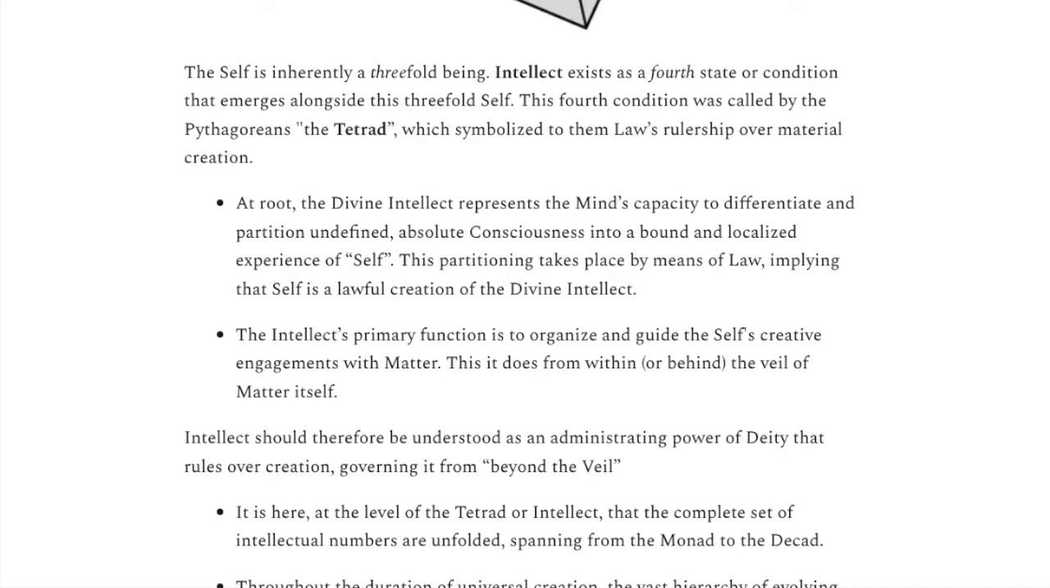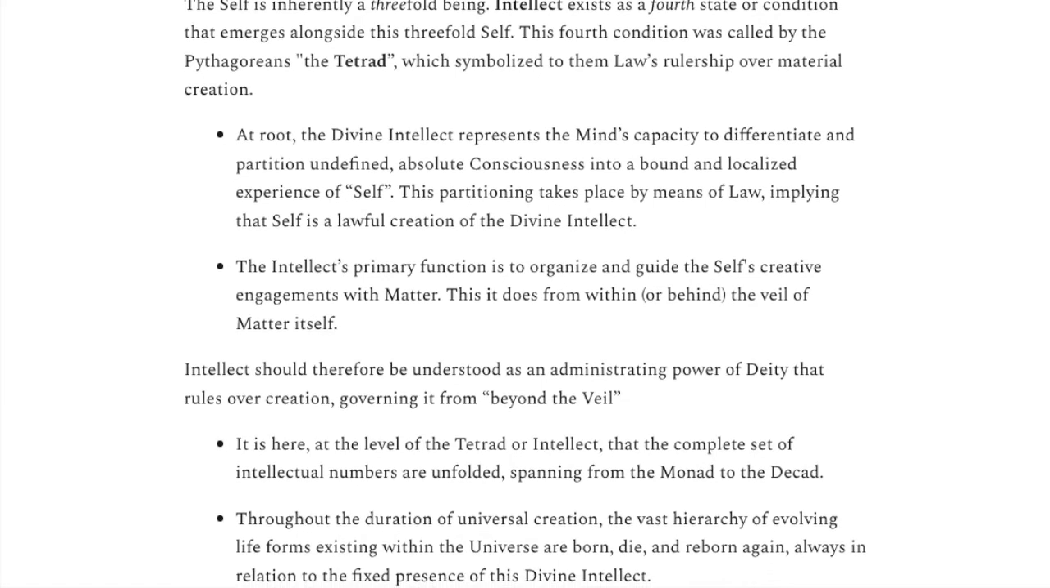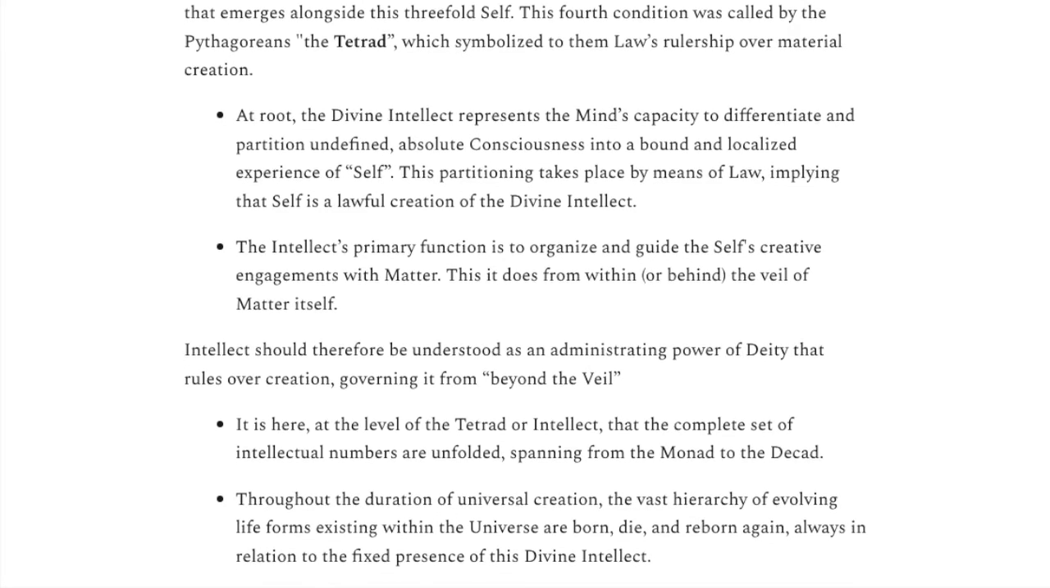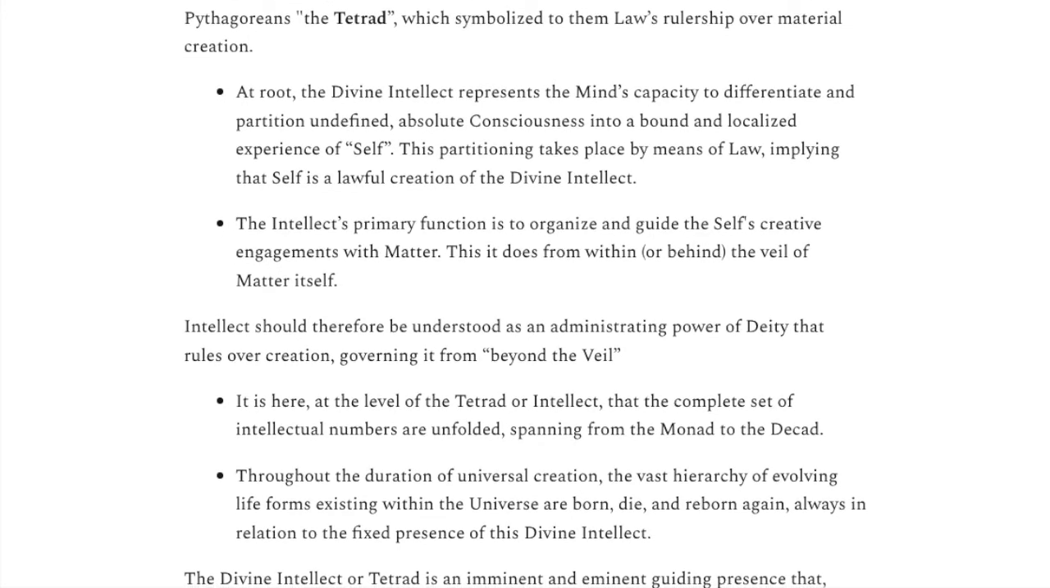The intellect should therefore be understood as an administrating power of deity that rules over creation, governing it from, quote, beyond the veil. It is here at the level of the tetrad, or intellect, that the complete set of intellectual numbers are first unfolded, spanning from the monad to the decad. Throughout the duration of universal creation, the vast hierarchy of evolving life forms existing within the universe are born, they die, and then they're reborn again, always in relation to the fixed presence of this divine intellect.